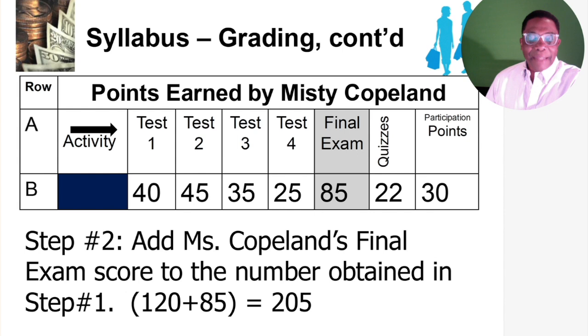The second step for determining Misty's course grade is adding Misty's final exam score to the points she earned by completing tests. You will recall that Misty earned 120 points for completing her tests, and she earned 85 on the final exam, 85 out of 100 points. So we add the 85 to the 120. Now she has a total of 205 points for the course.